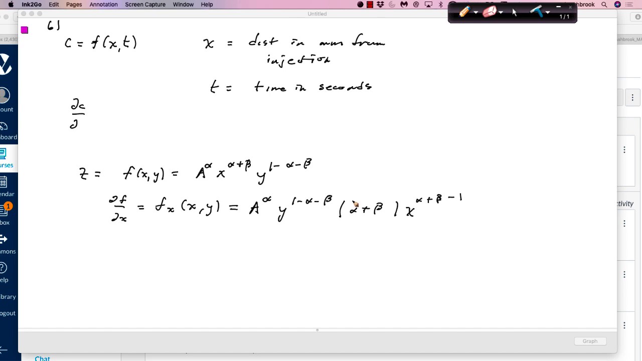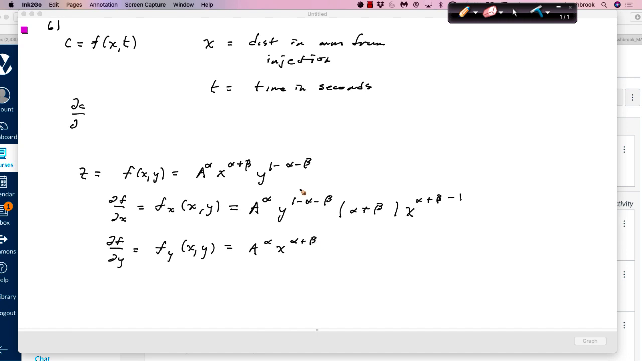Okay, what about with respect to y? So the partial of f with respect to y. We could write, so yeah, you don't have to write both of these. I'm just using both notations just so we get used to it. Both of those mean the same thing. Okay, so what about with respect to y? All of this is constant.